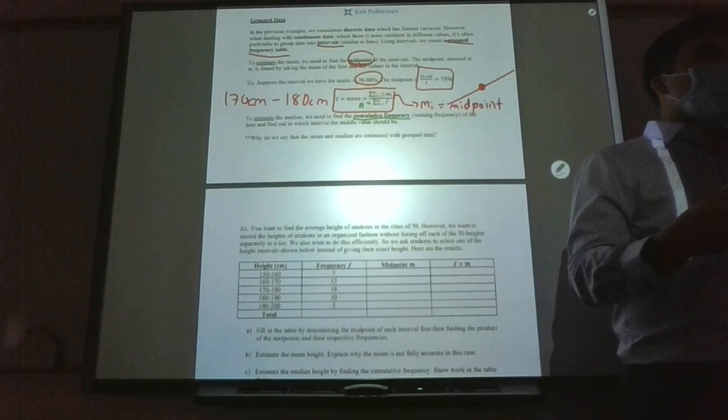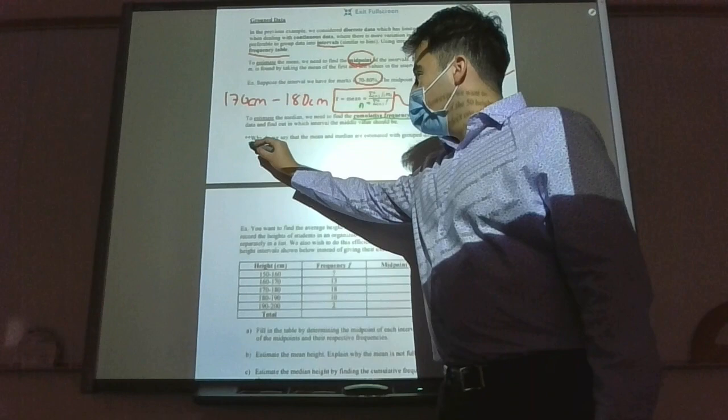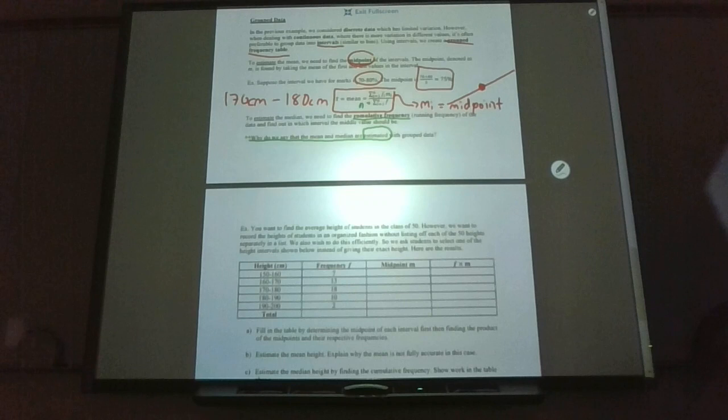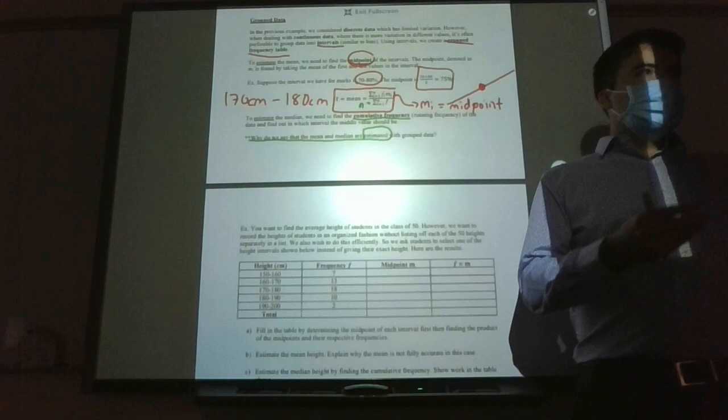And again, going back to this question. Why did we say that all this is estimated? Why don't we just say the mean and the median? Because I said to find the estimated mean, to find the estimated median. Why am I talking about estimation? Yeah, Chris? Because you're only finding the mean with the information that you have. Exactly. With the information.